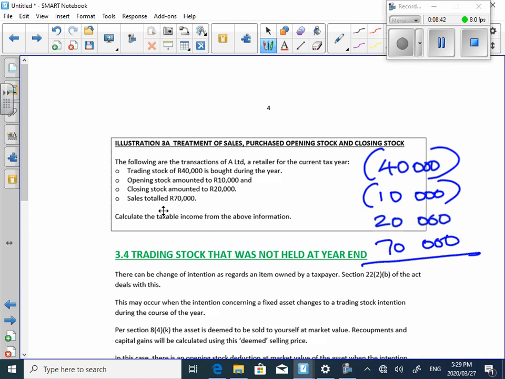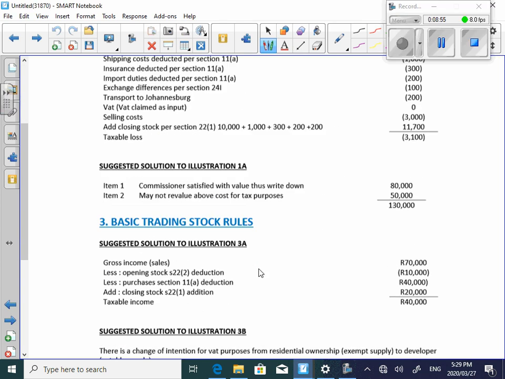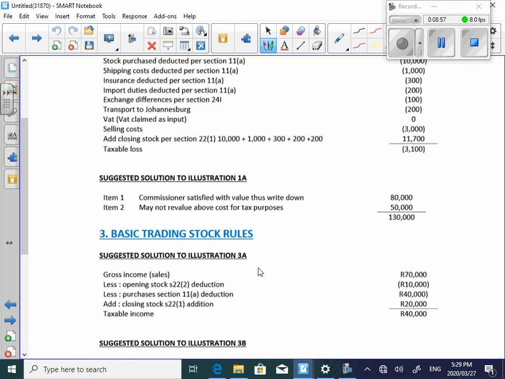So if you add all of that, 70 plus 20 is 90. Minus 10 is 80. Minus 40 is 40,000 rands worth of income. And if you have a look in the solution, there's the 40,000 rands worth of income. This is the basic stock trading rules.